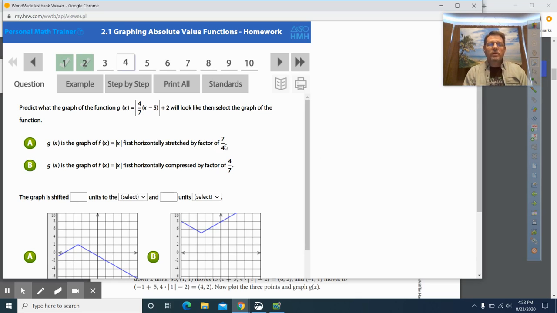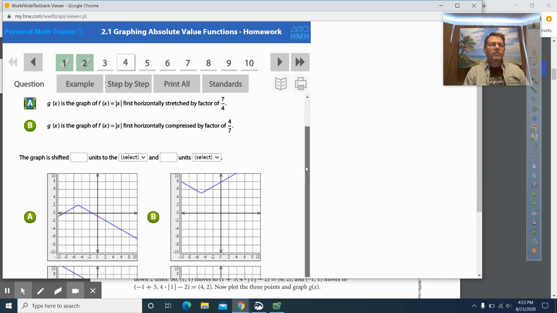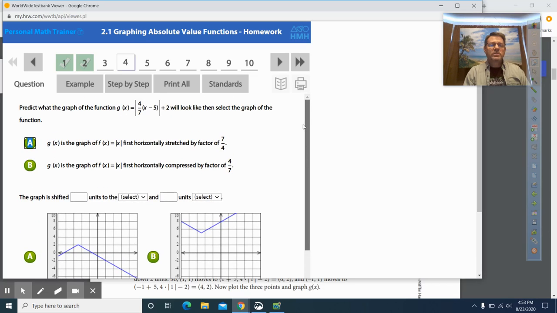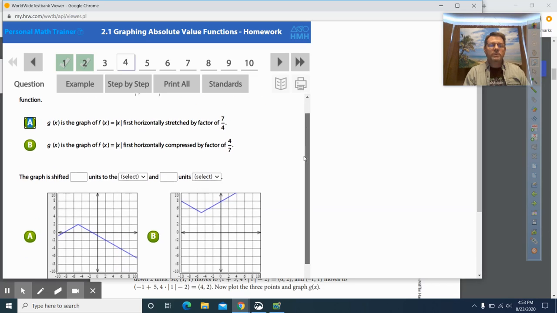And now some people get messed up because you're saying, well, that's 4/7 and that's 7/4. Remember, that 1/b is going to end up flipping that thing over. So A is good. And so it's to the right 5 and up 2.